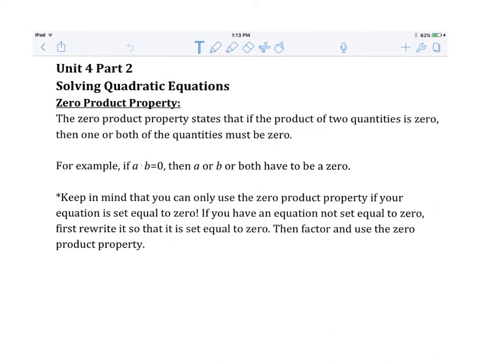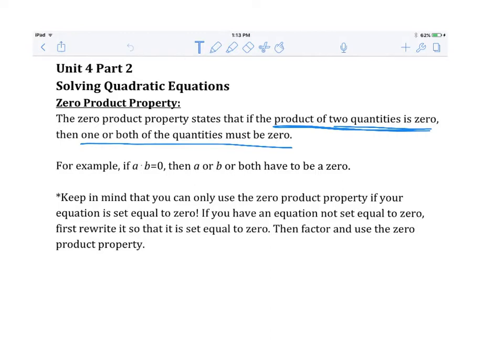In this screencast, we are going to talk about the zero product property with solving quadratic equations. The zero product property states that if the product, when you multiply two things together, is zero, then one or both of the quantities must be zero. So if you multiply them to get zero, one or both must be zero.